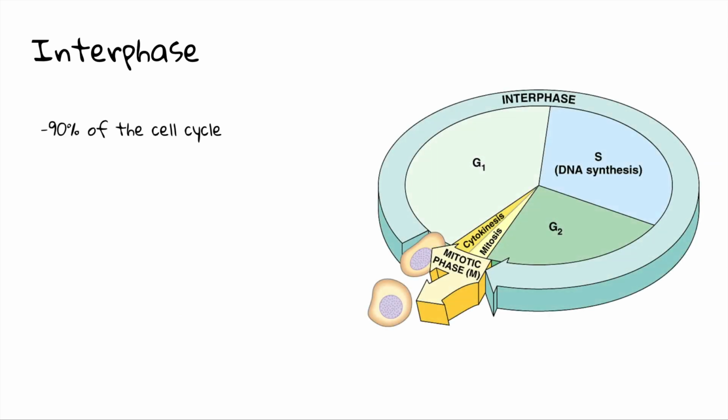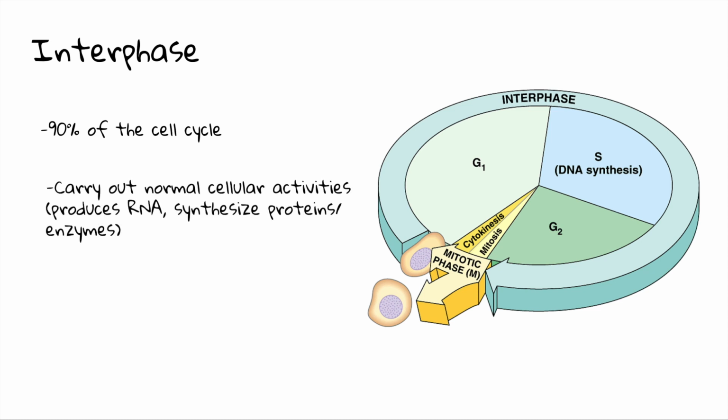Interphase. So during the cell cycle, 90% of it is taken up by interphase. So when looking at a micrograph of cells which are undergoing cell division, most of these cells will be in interphase. So the cells carry out the normal cellular activities, for example, synthesis of proteins, enzymes, etc. DNA replicates and the chromosomes are copied.